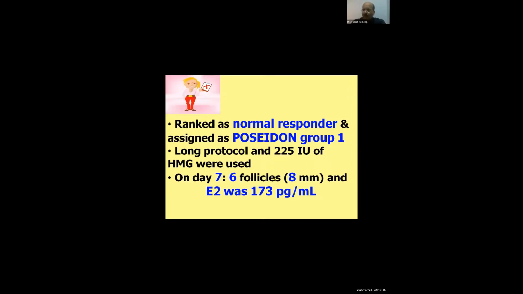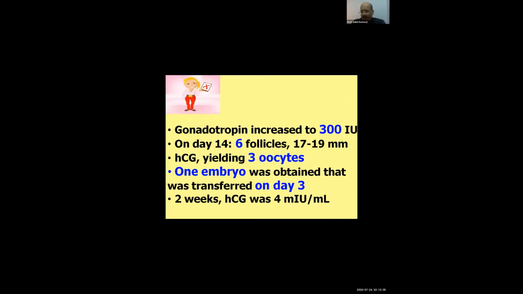So the long protocol was used and induction was done with 225 international units of HMG. On day 7, she had 6 follicles, about 8 millimeters in diameter, and the E2 was 170 picograms. The gonadotropin dose was increased to 300 per day, and on day 15, she had 6 follicles, about 17 millimeters. HCG was given. She yielded just 3 oocytes.